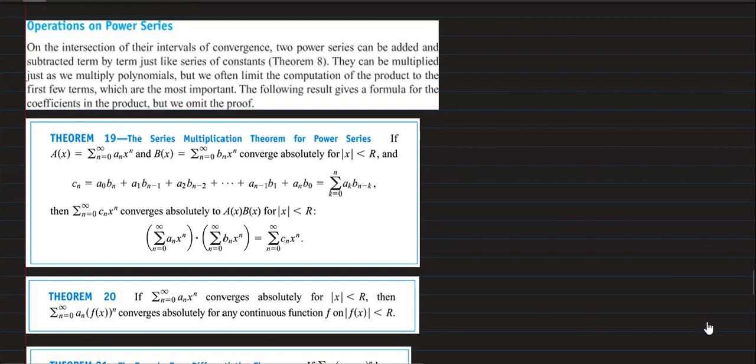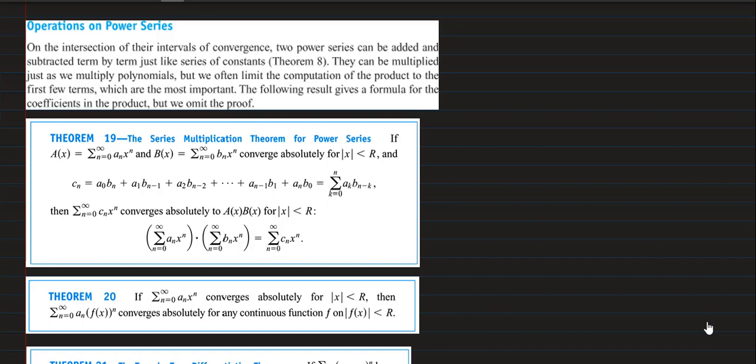Now, we can perform operations on power series because when we expand the power series, they just end up being infinite polynomials. We need to be able to find what the domain of the power series is going to be if we combine power series. So on the intersection of their intervals of convergence, two power series can be added and subtracted term by term, just like the series of constants.